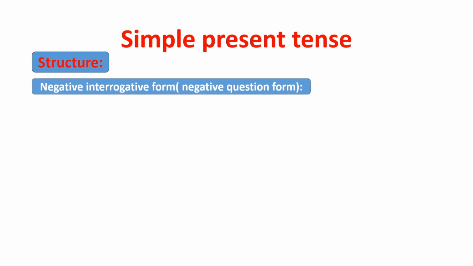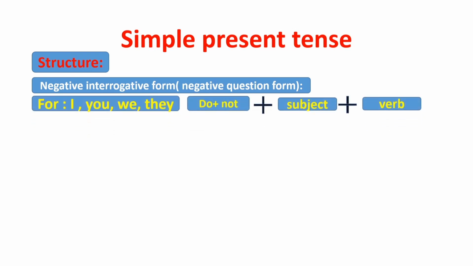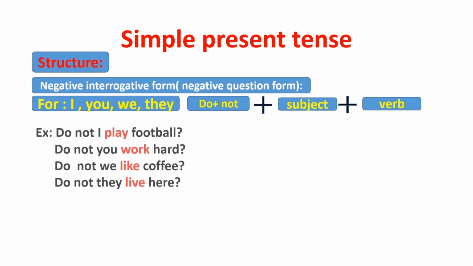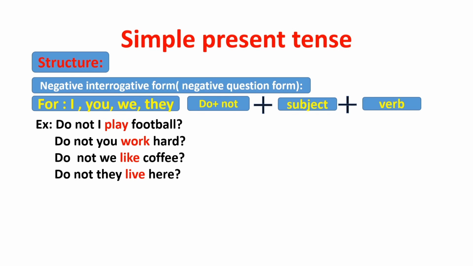So, with the negative interrogative form, when you are asking a negative question from someone, how is it formed? For I, we, you, they, do plus not. Just turn the auxiliary verb into the negative auxiliary verb. Do not plus subject plus verb. For example, do not I play football? Or we can also use the abbreviation of that. Don't you work hard? Don't we like coffee?